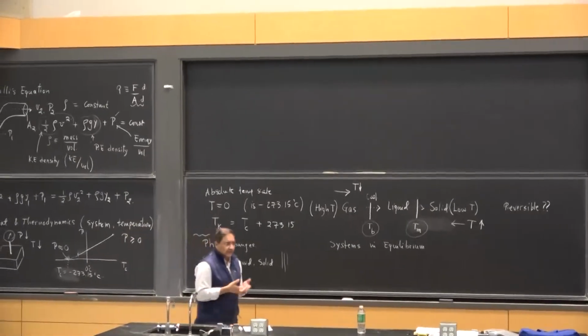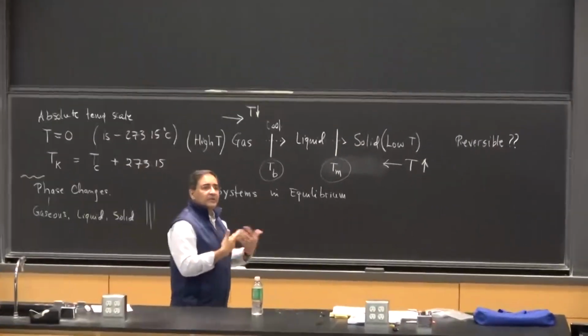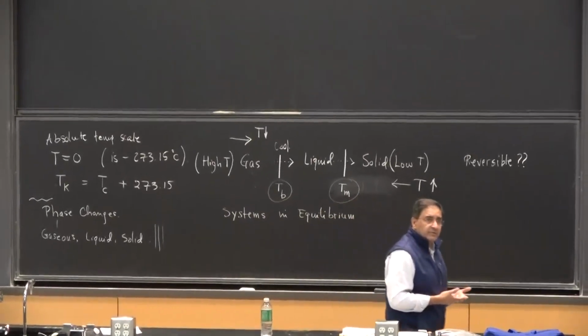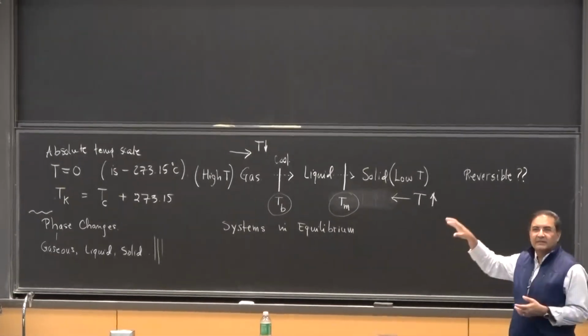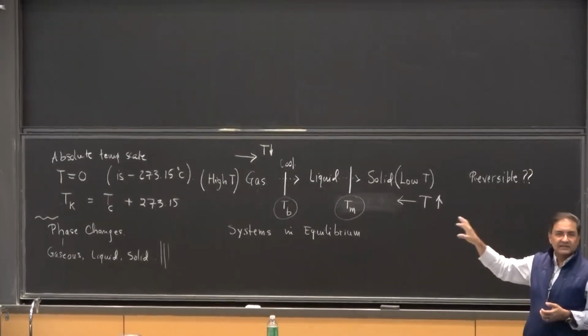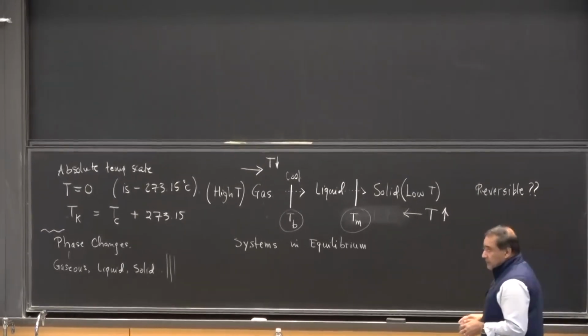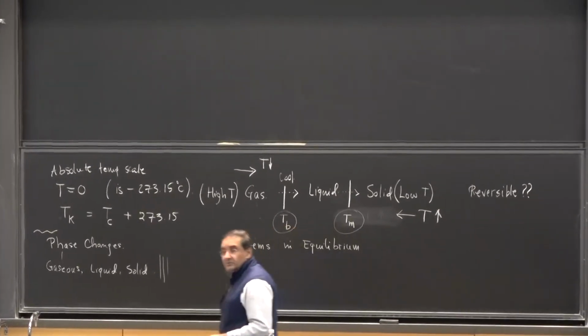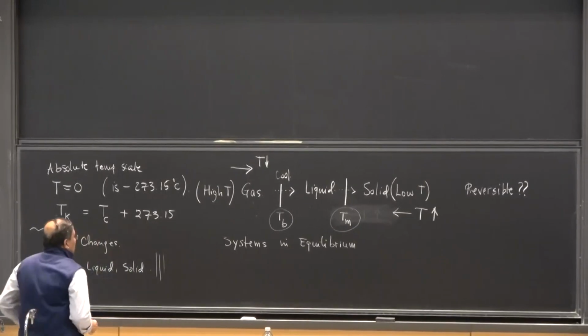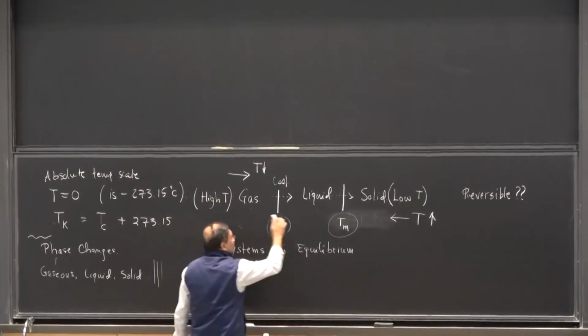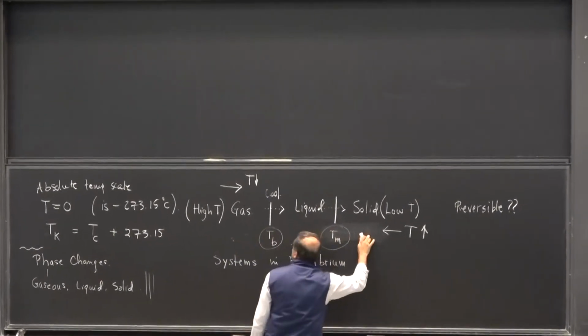In other words, when you make a system, you have to make sure that the system gets to equilibrium. If it doesn't get to equilibrium, then everything we are talking about runs into difficulty. So to keep matters simple, we are talking about systems that are in equilibrium. So we have an equilibrium gas, we have an equilibrium liquid, we have an equilibrium solid. That's what we're talking about.